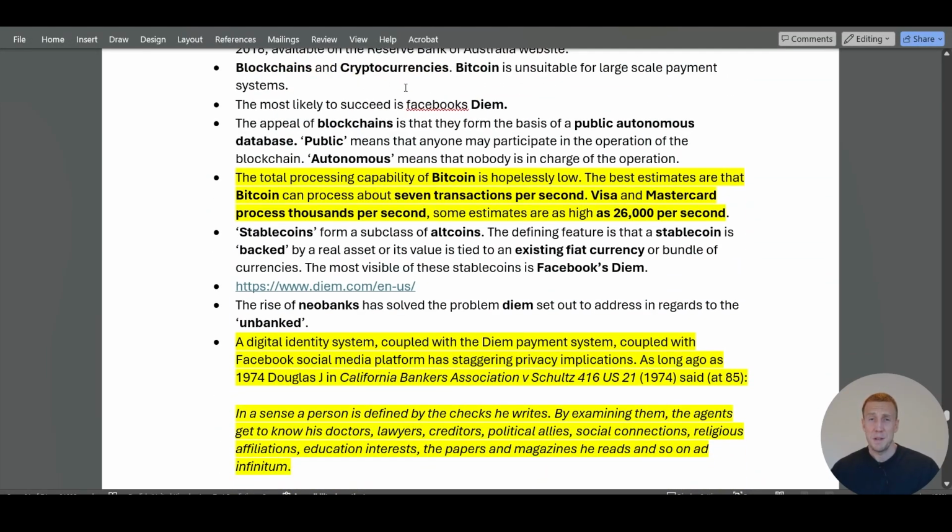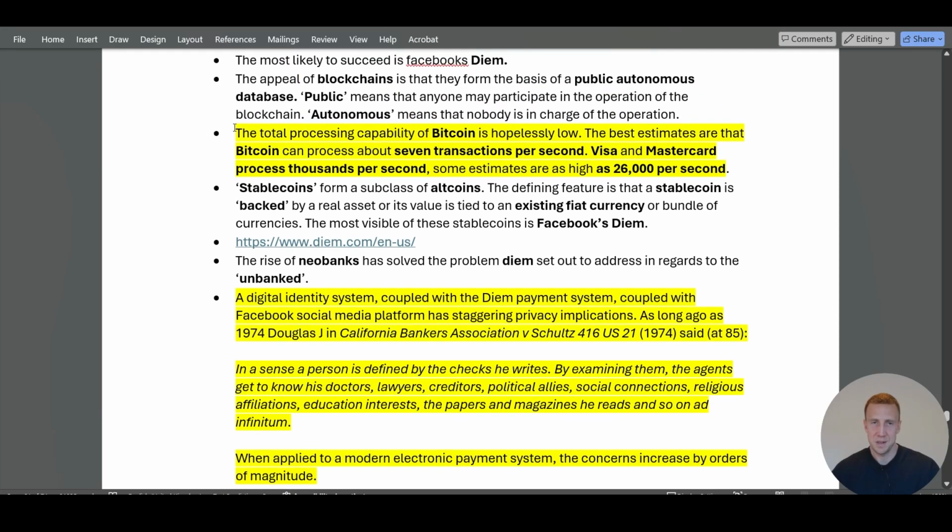So, blockchains and cryptocurrencies. Bitcoin is unsuitable for large-scale payment systems. The most likely to succeed is Facebook's Diem, even though I don't think that's going to be the case. The appeal of blockchains is that they form the basis of a public autonomous database. Public means that anyone may participate in the operation of the blockchain. Autonomous means that nobody's in charge of the operation. Decentralized, the starfish and the spider.